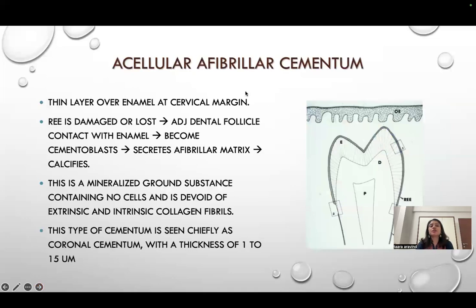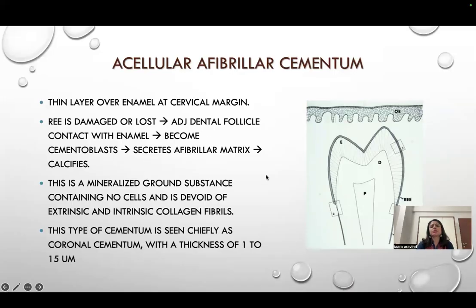Now, there is a type of cementum known as acellular afibrillar cementum. From the term itself, you can know there are no cells and no fibrils. So how is this type of cementum formed? This is usually present at the coronal portion, and so this type of cementum is also known as the coronal cementum.